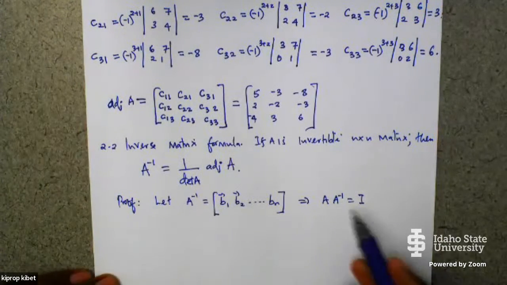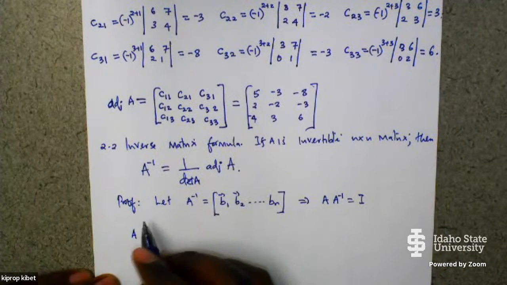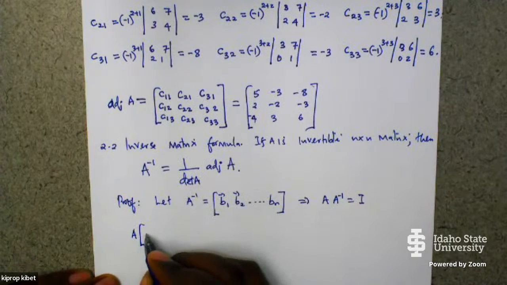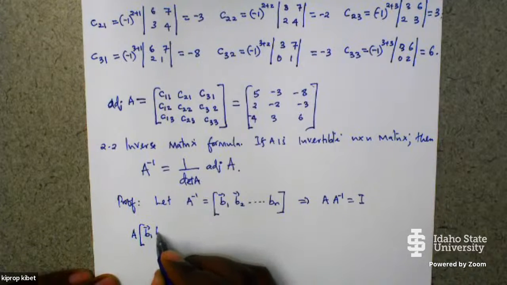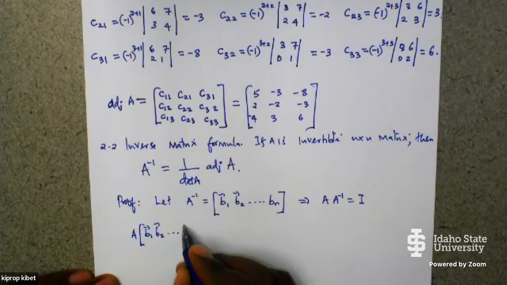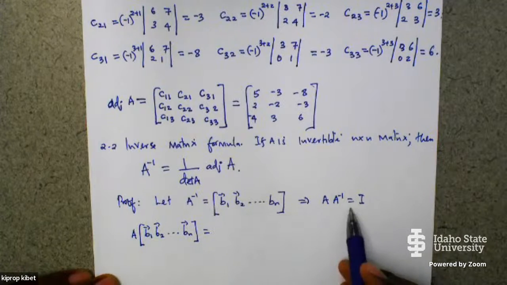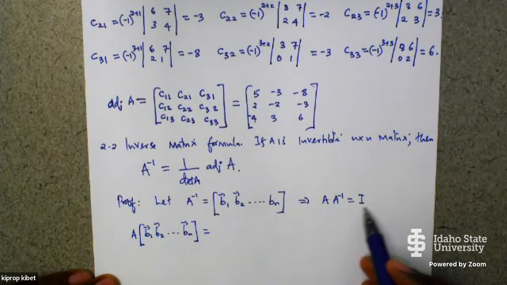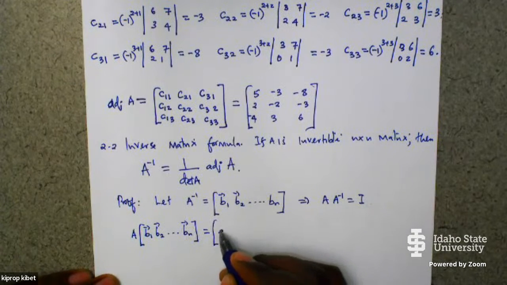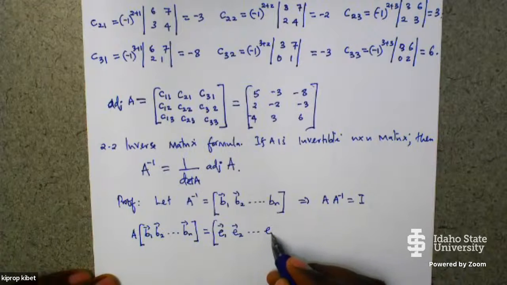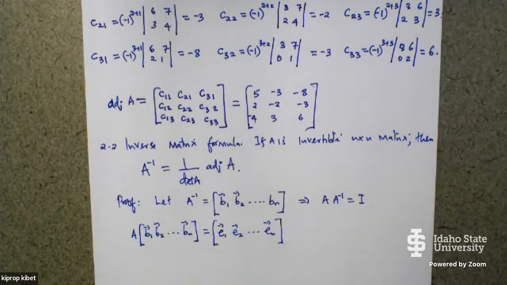So if we have A here, and our matrix A inverse, which is this, multiplied by B1, B2, all the way up to Bn, this is equal to I. And we know I is the standard matrix, which is E1, E2, up to En. So I is the standard matrix, and this one equals this.